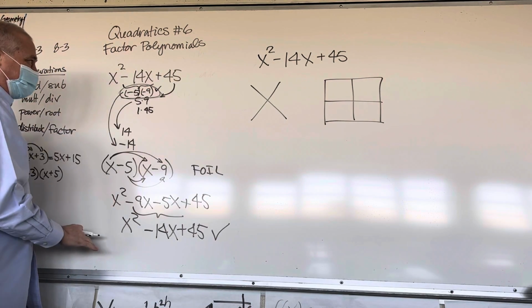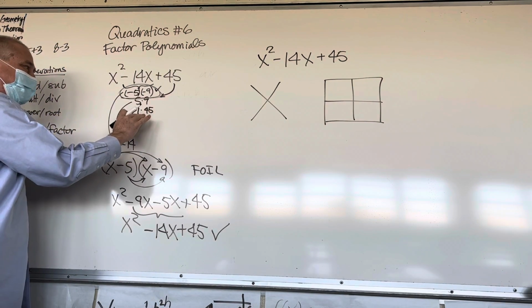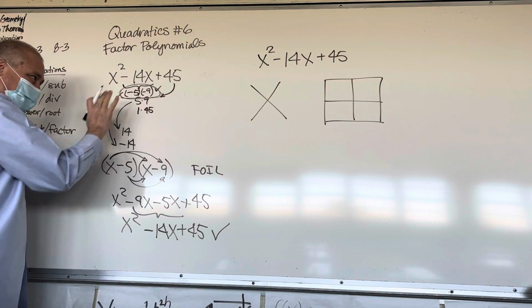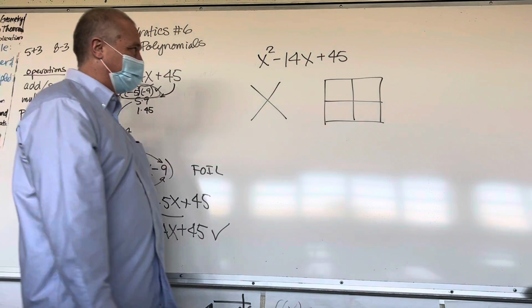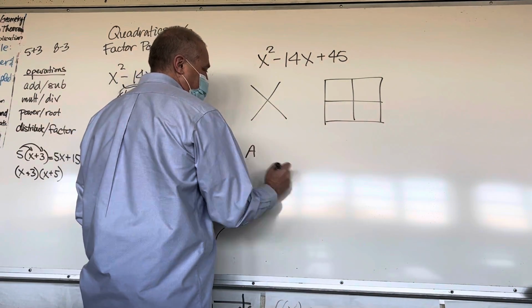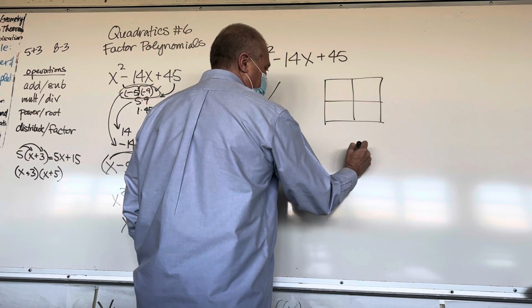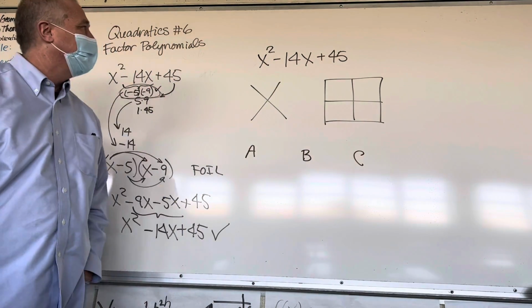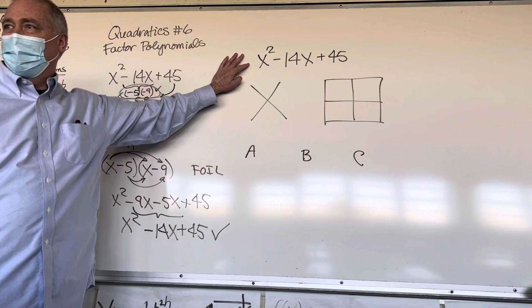I'd rather go through this process, but this can get a little messy for students, and they don't like it either, right? So they're like, okay, show me something different. First things first, you need to know A, B, and C. In this problem, what's A?